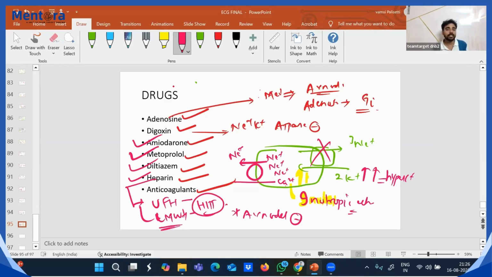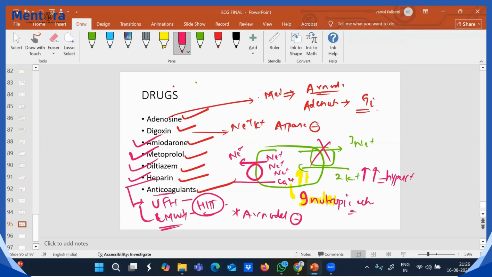And anticoagulants, please study the classification. What are the direct anticoagulants? Indirect anticoagulants? What are factor 10 inhibitors? What are thrombin inhibitors? What are dabigatran, apixaban, rivaroxaban? Antidotes are also very important. Dabigatran antidote, anyone can say? Idarucizumab. What is the antidote of factor 10 inhibitors?